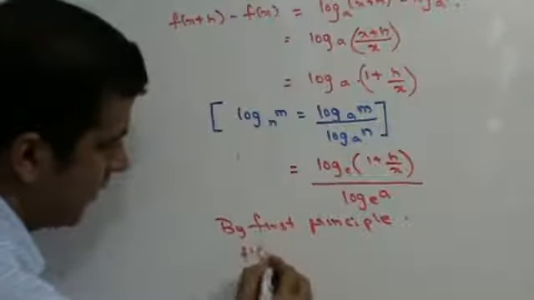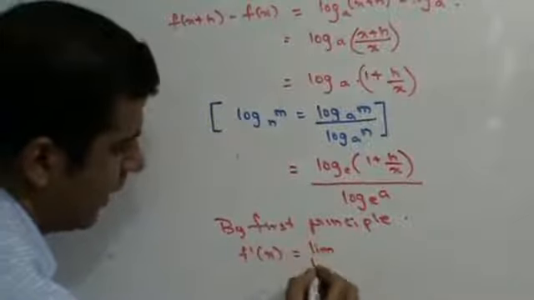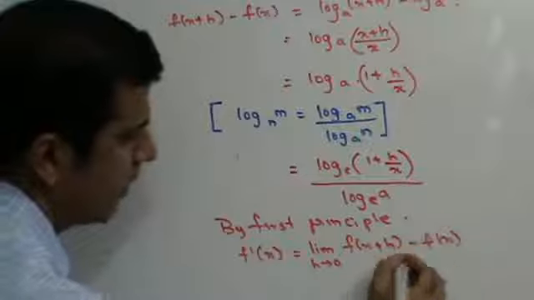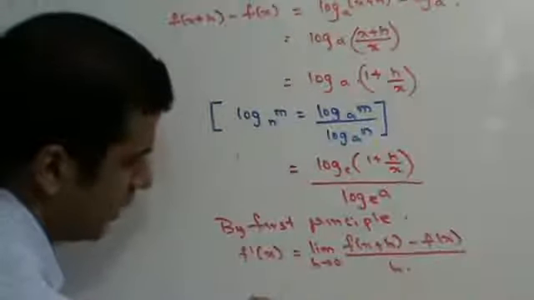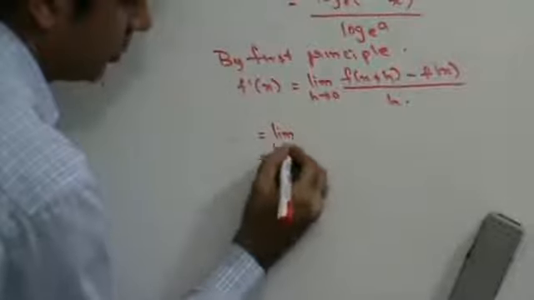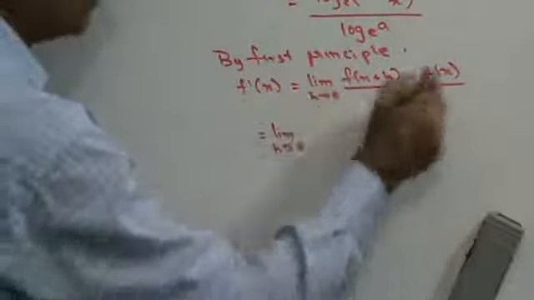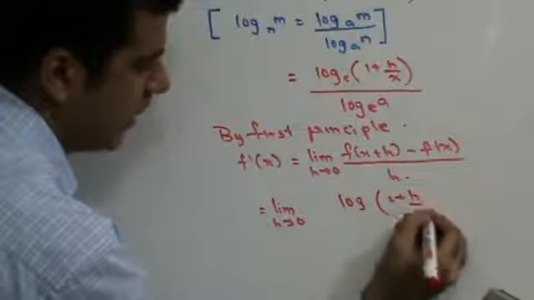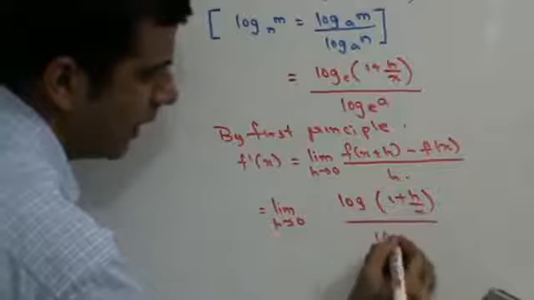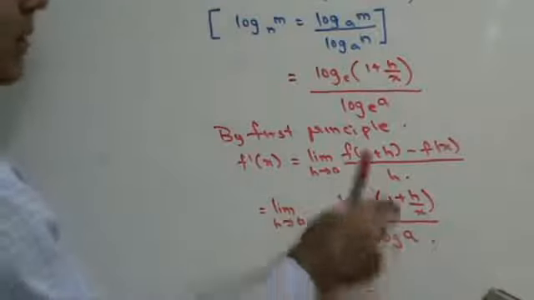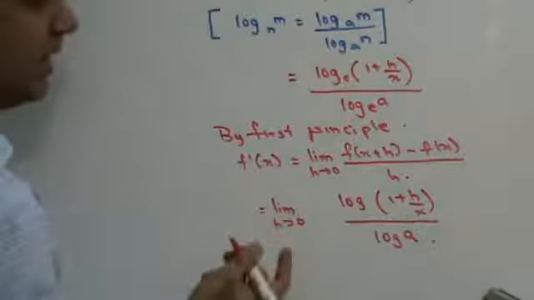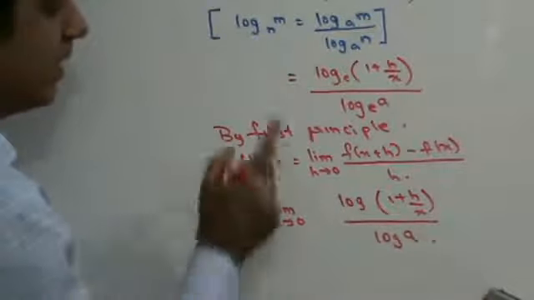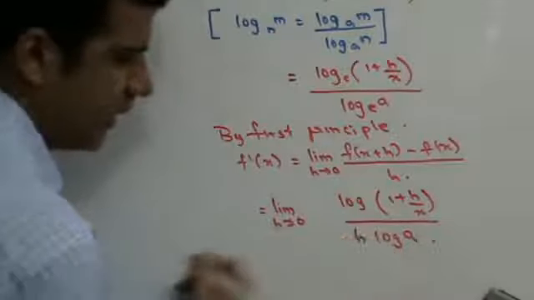f bar of x is limit of h tends to 0, f of x plus h minus f of x upon h. This is nothing but limit of h tends to 0, f of x plus h minus f of x, which we found out as log 1 plus h upon x upon log a. I'm not writing the base e because in maths we don't write the base e. Whether you write it or not, it is implied. It is understood that the base is going to be e. This h I'm writing here.